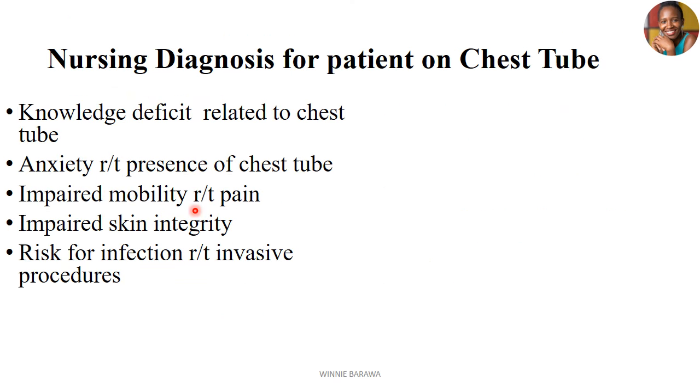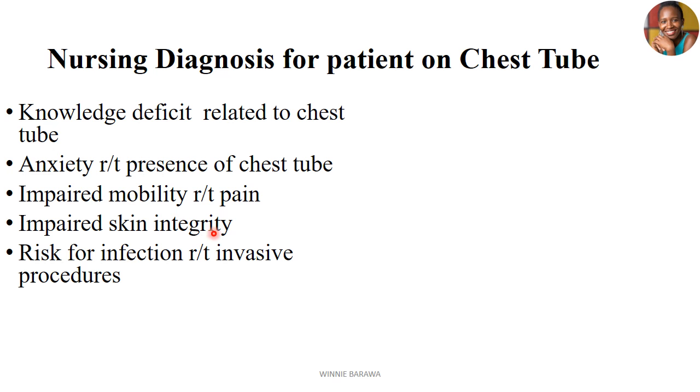This is the part where we talk about nursing diagnoses for a client who is on a chest tube. One of the nursing diagnoses you can have is knowledge deficit related to the chest tube in terms of its indications, contraindications, and even management and complications. You can also have anxiety related to the presence of the chest tube. There's impaired mobility related to pain at the chest tube insertion site. And then there's impaired skin integrity related to the injury or incision made at the chest tube insertion area.